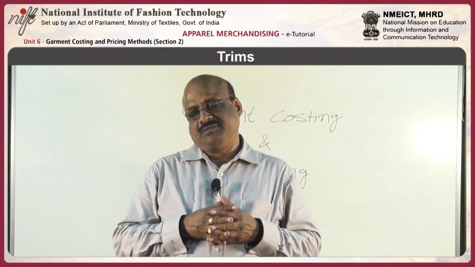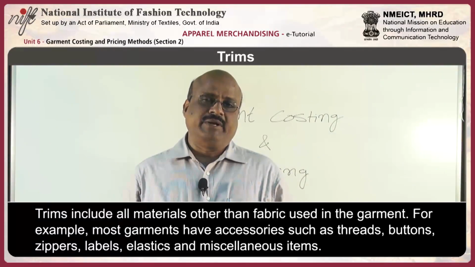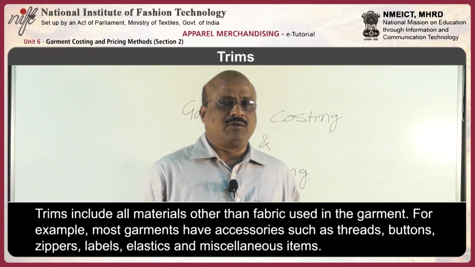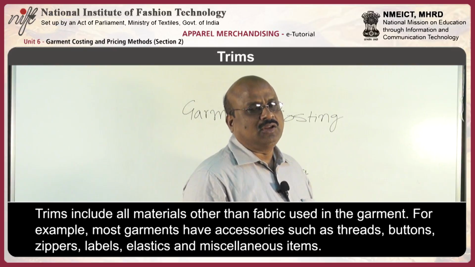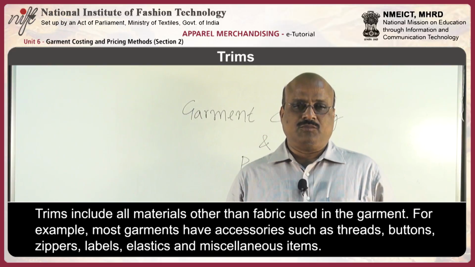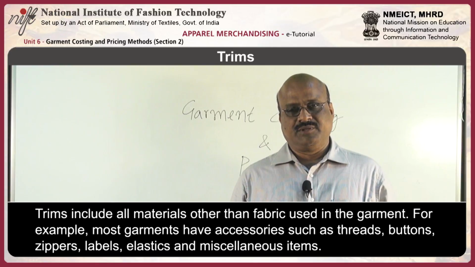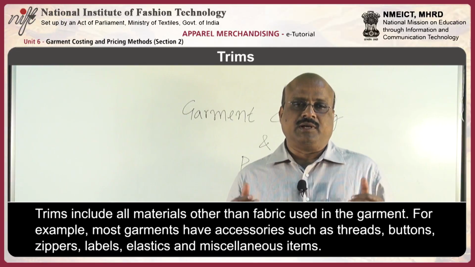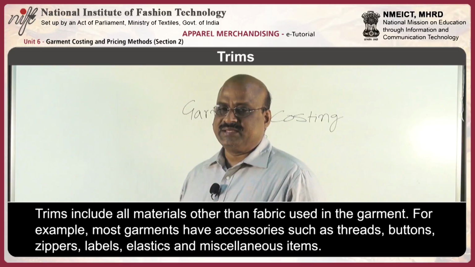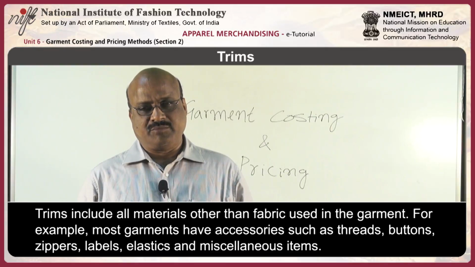Then comes trims. Trims include all materials other than fabric used in the garment. Fabric is anyway the main raw material, the main piece good, and all other things that go into the garment can be considered as trims. For example, most garments have accessories like threads. There can be buttons, zippers, labels, elastics, and miscellaneous items. All these things can be considered as trims.